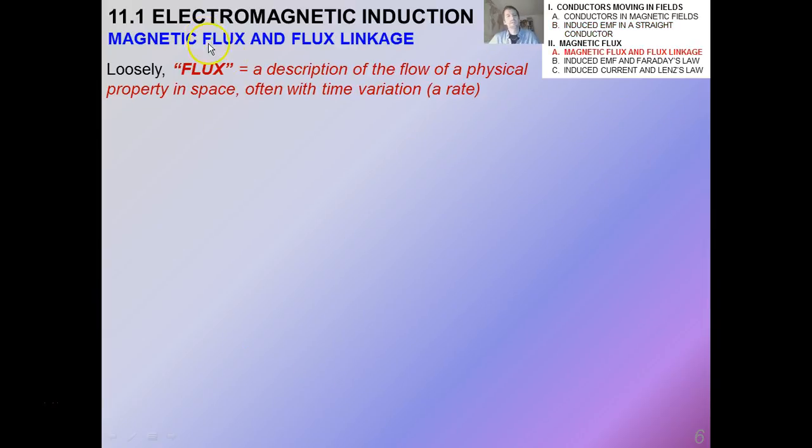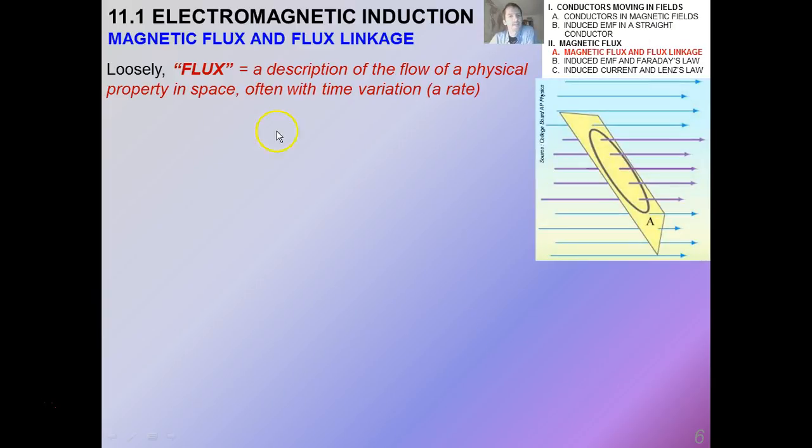Now, talking about the concept of magnetic flux, okay, I'm going to introduce the concept of flux to you. And loosely speaking, this term flux refers to a way of quantifying the flow of a physical property in space through a cross-sectional area. And often flux has a rate or a time variation associated with it. In this class, at least initially right now, we're not going to talk about flux being a rate of change of something with respect to time. We're going to keep it a little bit simpler than that. But loosely speaking, it's this.